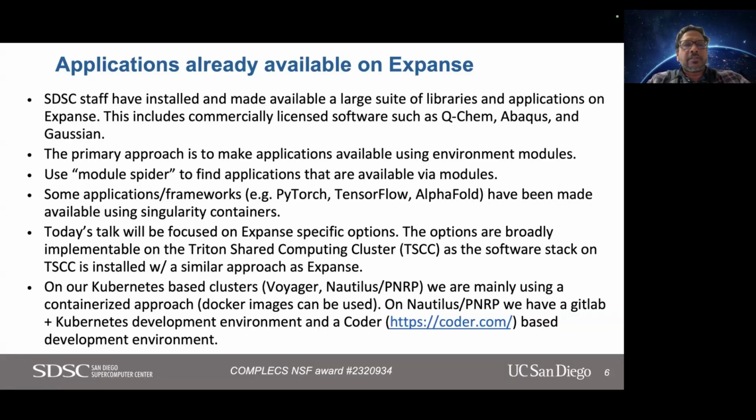The primary approach for making applications available on Expanse is environment modules, and you can use the command module spider. If you give it a name, it'll look for that pattern in the available modules. So for example, if you're looking for FFTW, you can do module spider FFTW, and it will give you all the versions that are there.